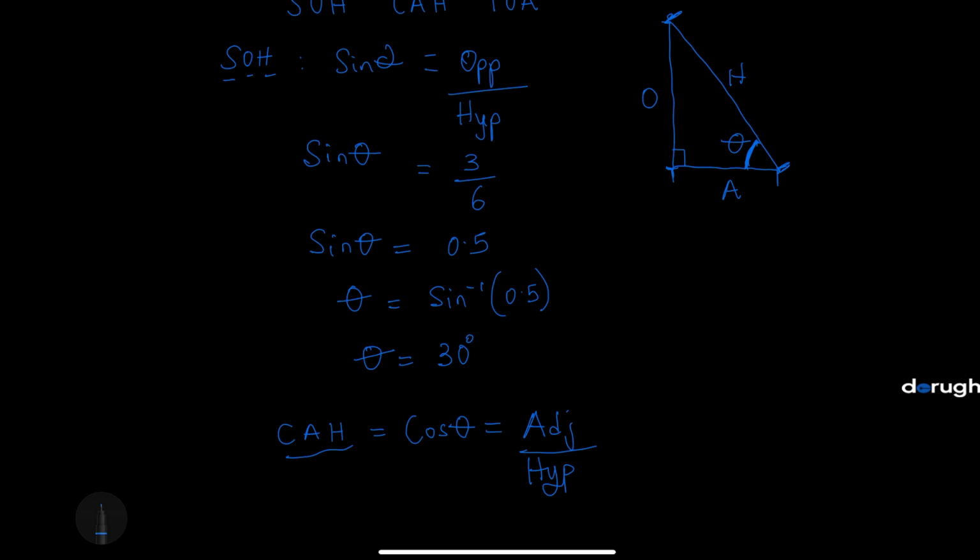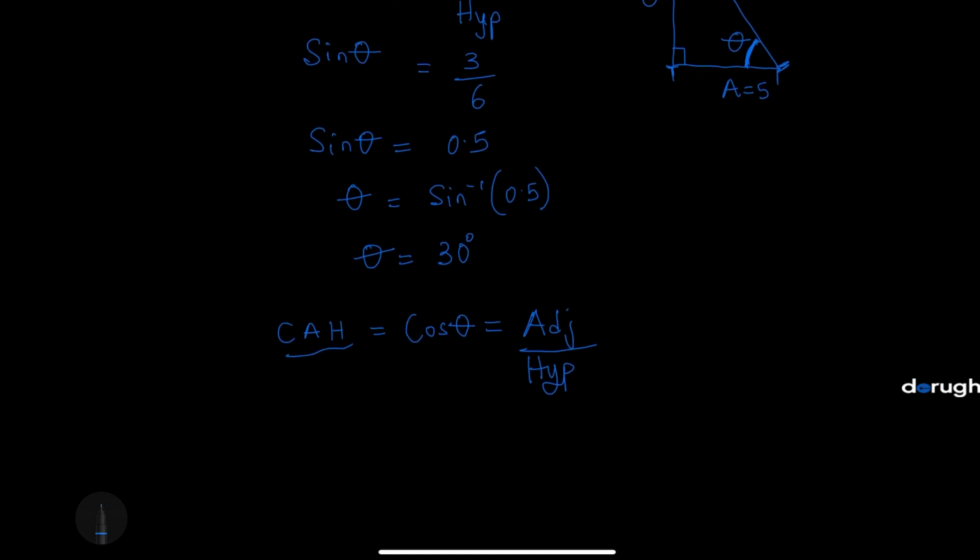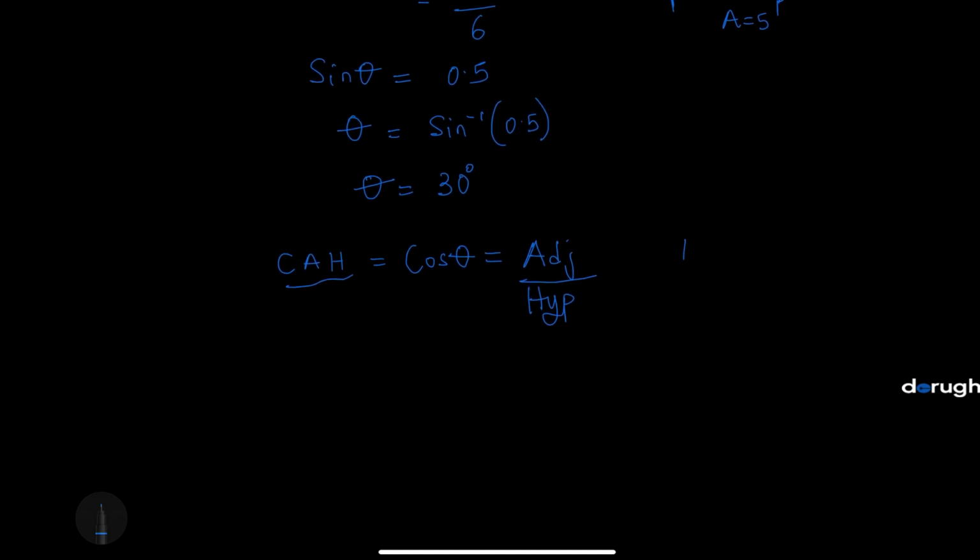So for example, let's say that the adjacent is 5 and the hypotenuse is 10. Then this is a new example. I'm just assuming a different triangle. So then in that case, let me see if I can draw it here. Pardon my freehand sketches. 5 meters and 10 meters. Then cosine of, this is still the angle we're trying to find, theta. Then cos theta would be equal to 5 meters divided by 10 meters.